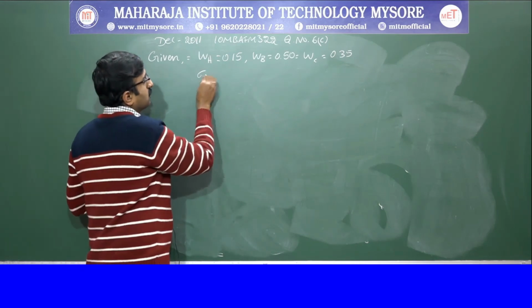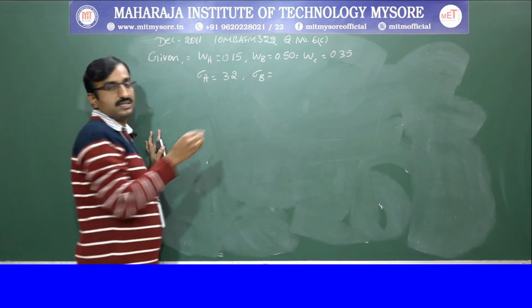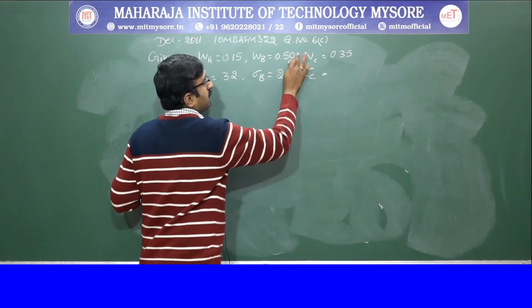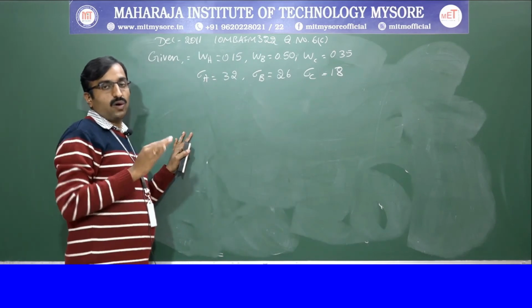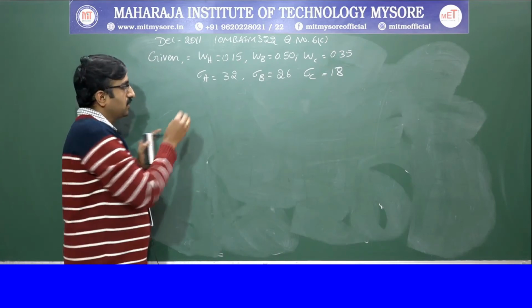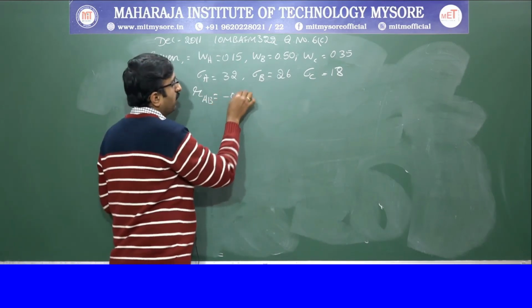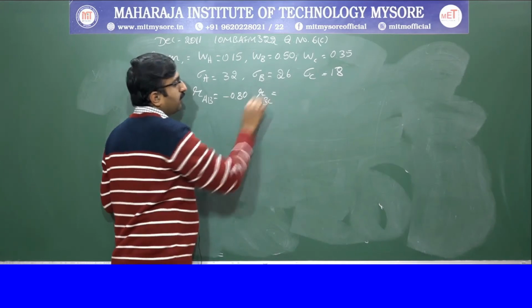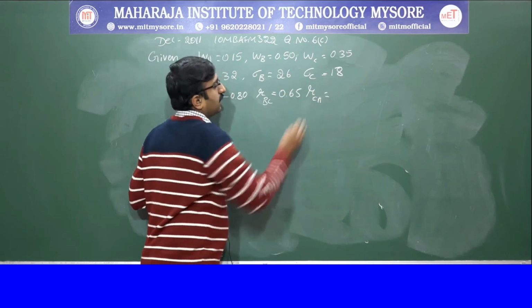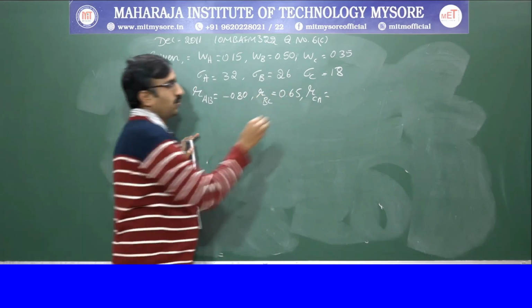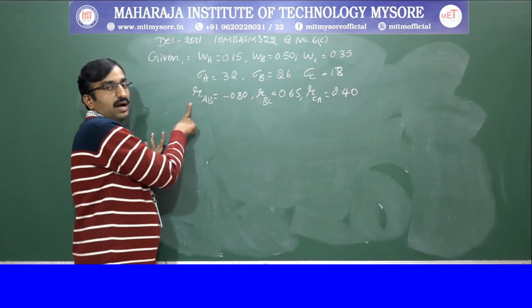Then the standard deviation of A they have given is 32, the standard deviation of B is 26, and the standard deviation of company C is 18. They have also given the R value, the correlation for the combinations AB, BC and CA. R value of AB is minus 0.80, R value of BC is 0.65, and R value of CA is 0.40. This is the data given: weights, standard deviations and correlations.